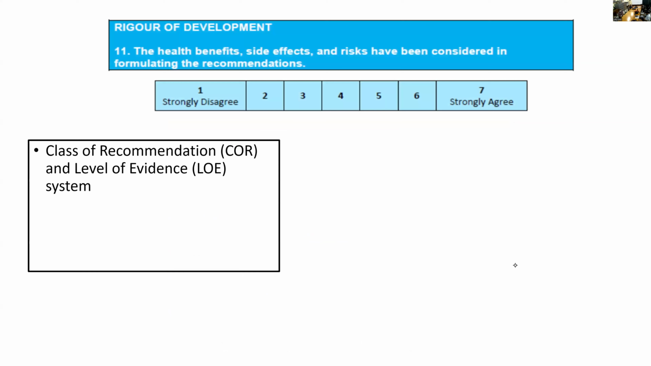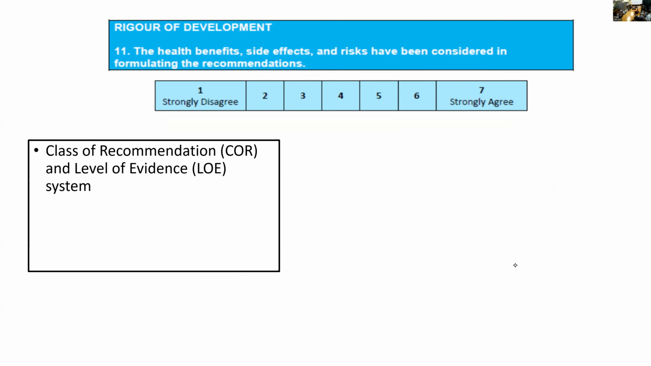To answer this, the good thing is that they had mentioned the class of recommendation and the level of evidence for every single recommendation. The class of recommendation is essentially the strength of the recommendation, which encompasses the estimated magnitude and the certainty of benefit in proportion to the risk. It demonstrates the direct consideration of both the positive outcomes and the potential harms.